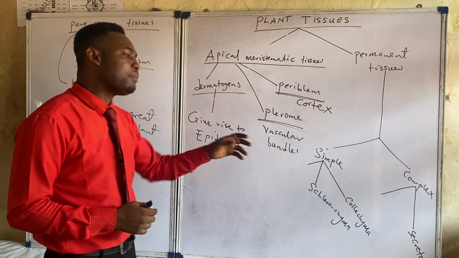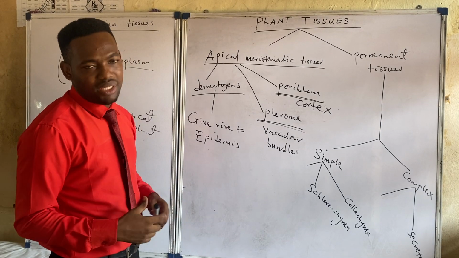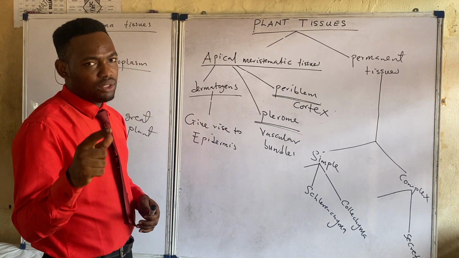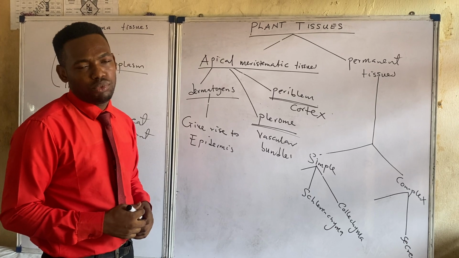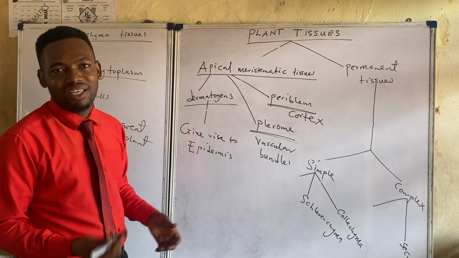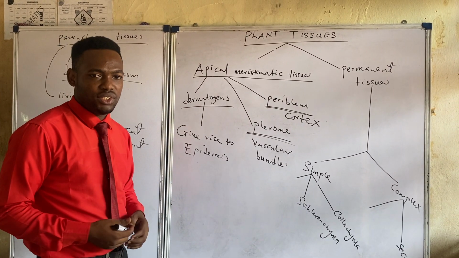That is as much as we can take for this video, so that in the second video we continue from where we stopped. We describe other tissues and possibly draw their structures. Also, there will be a third video which will feature the plant hormones such as auxins, gibberellins, cytokinins, etc.